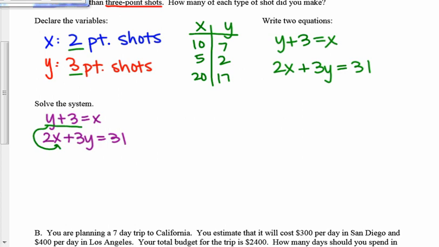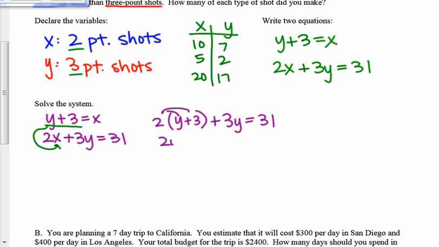So I'm going to go ahead and say 2 times whatever x is, so y plus 3, plus 3y equals 31. So all I did was write in y plus 3 for my x. I just subbed it in there. So then I'm going to go ahead and distribute this and solve.